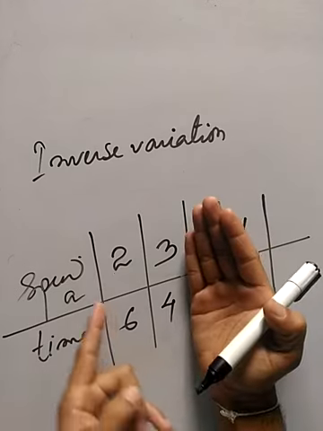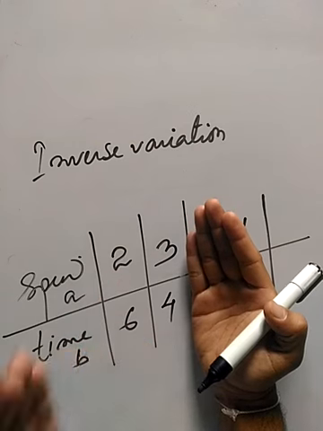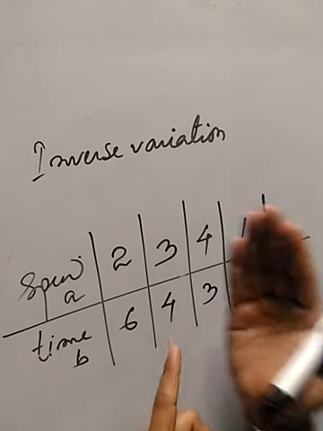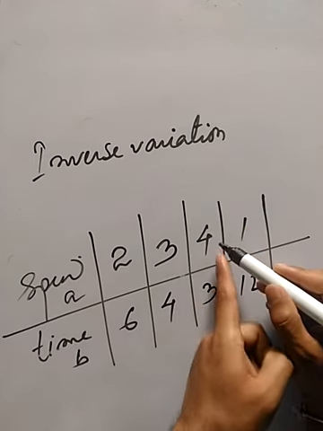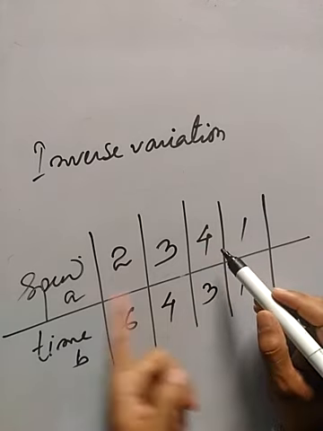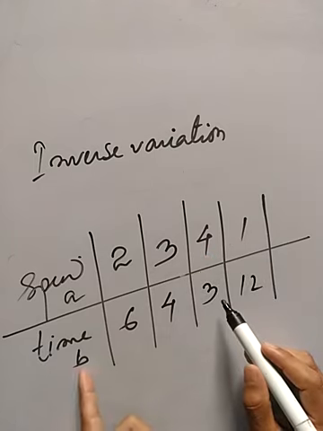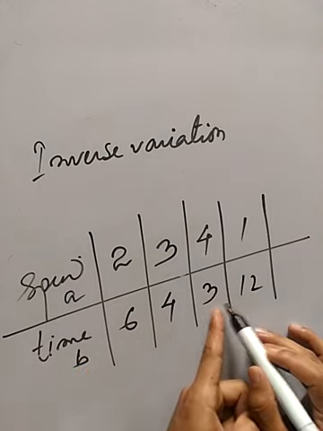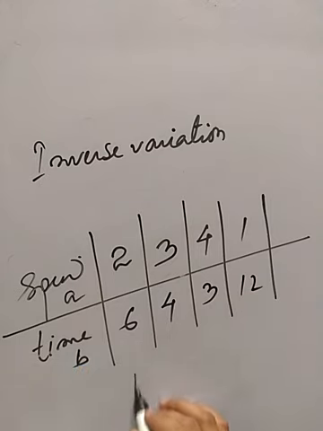We have seen here, please have a look. From 2 to 3, that means it increases from 2 to 3, and then B decreases from 6 to 4. Again A increases, then again B decreases. So when A decreases from 4 to 1, then the quantity B changes. What kind of change? B suddenly increases. That means when A increases, B decreases, and when A decreases, B increases. That means these quantities A and B are in inverse variation.